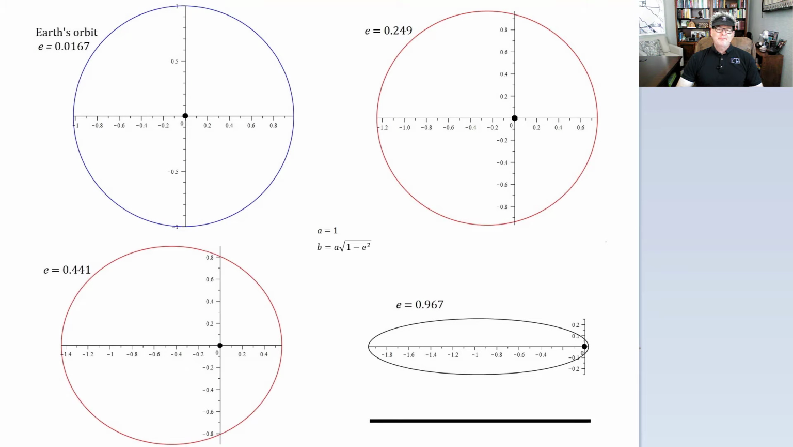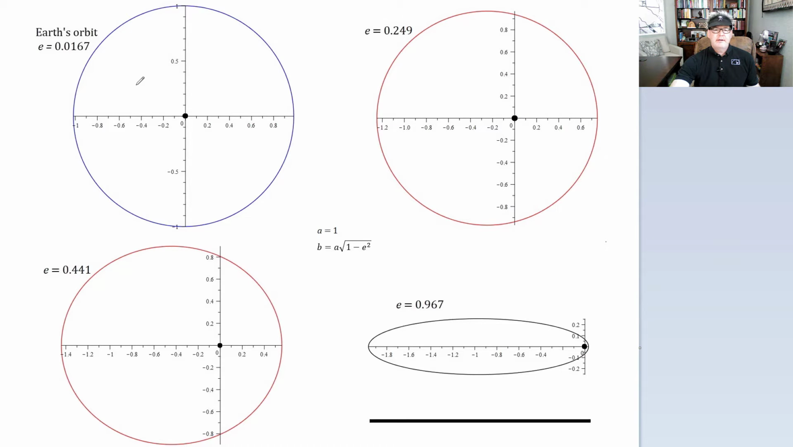Good day, everybody. Today we're going to look at finding the average value of a planet's distance to the sun, and we're going to use Kepler's laws. Each orbit of a planet will be an ellipse with the sun at a focus.